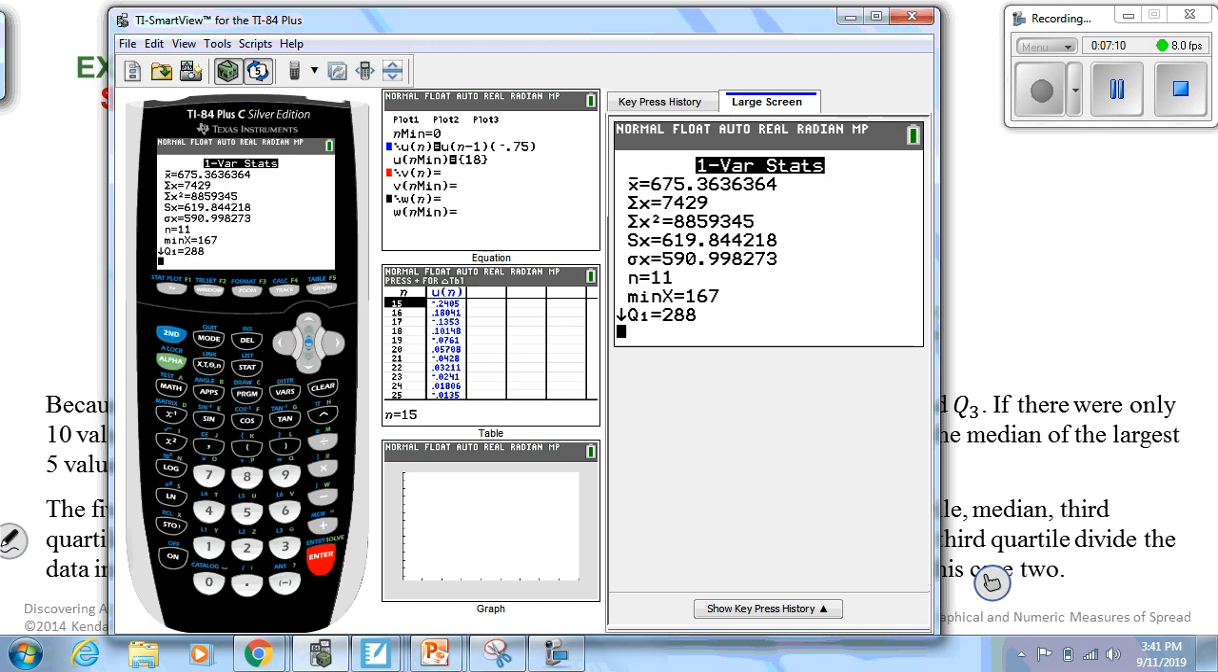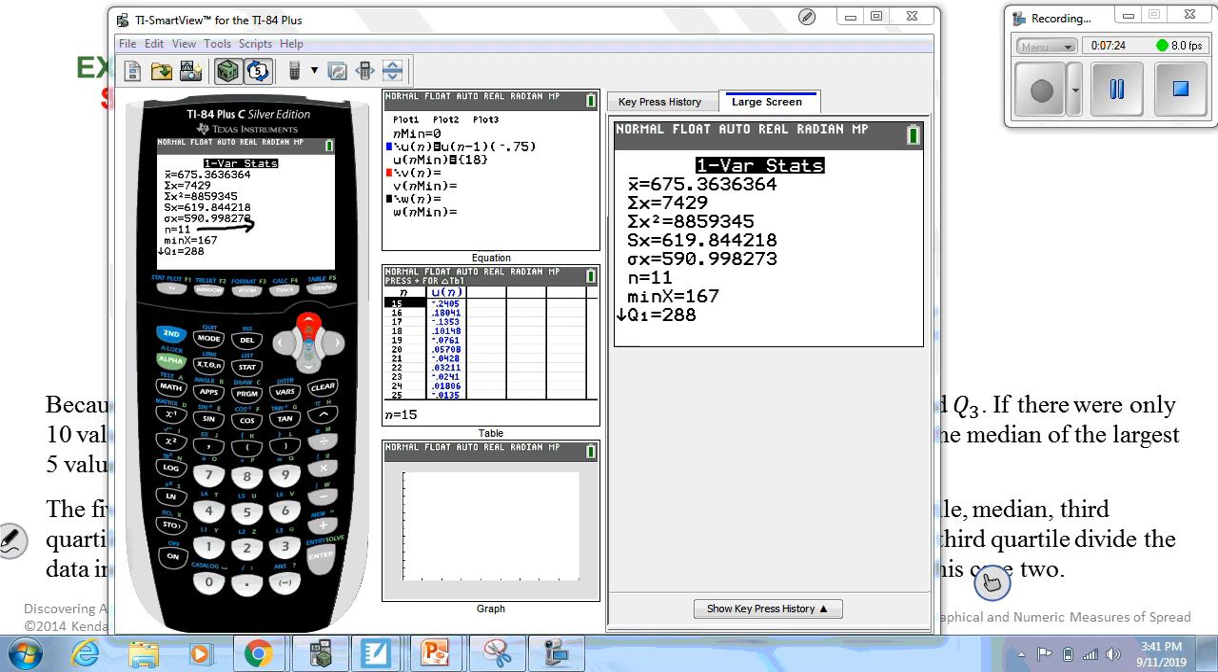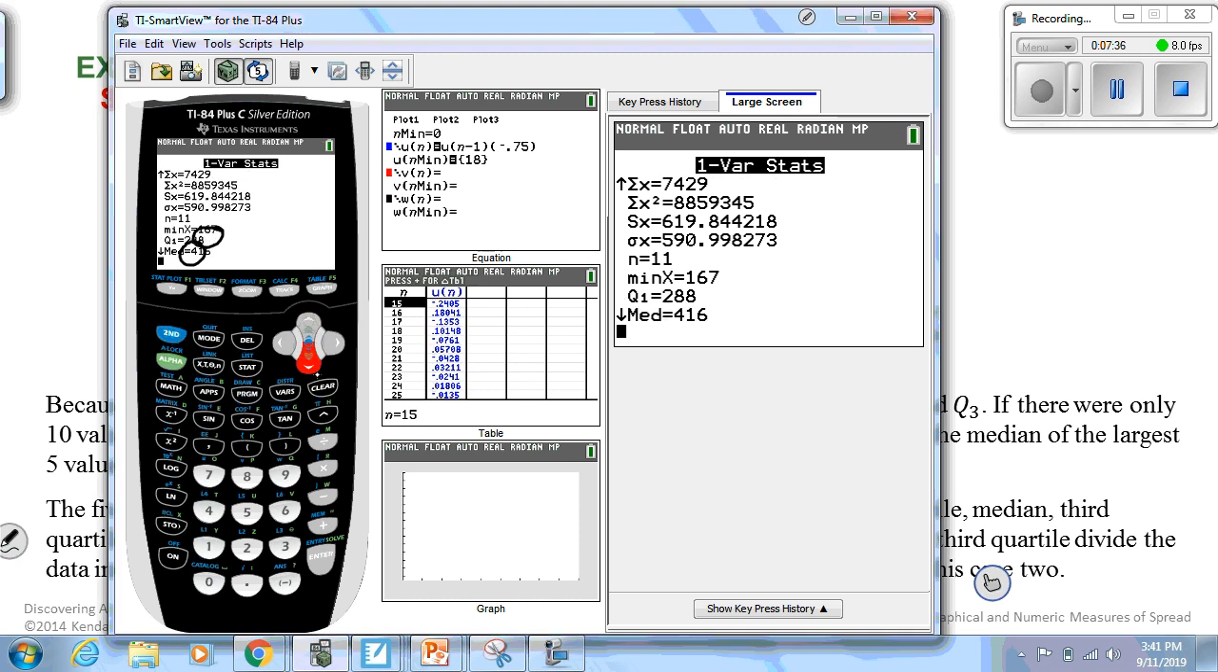All right, and there's a bunch of numbers here. I'm going to show you the ones to focus on. So we want our 5-number summary, right? If I look over to here, I have n, that's the number of values in the set. So I have 11 values in the set. Here's my minimum. So there's the first value of my 5-number summary. Q1, second value.